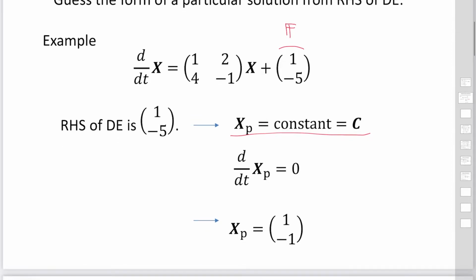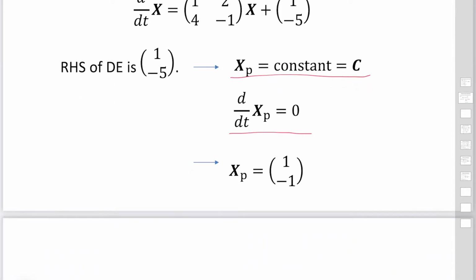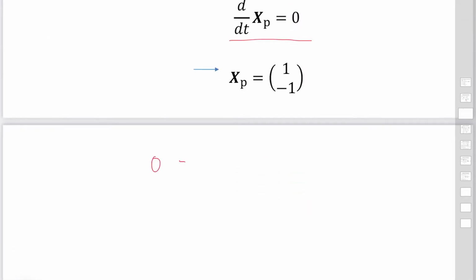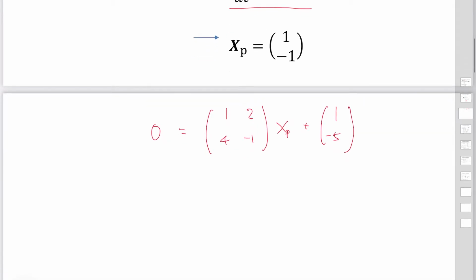If we consider a constant vector, the derivative becomes 0, so the left-hand side becomes 0. It becomes 0 equals the matrix (1, 2; 4, -1) times x sub p plus (1, -5). You can substitute the expression, where the derivative equals 0. So x sub p can be calculated as minus the inverse of this matrix times (1, -5).